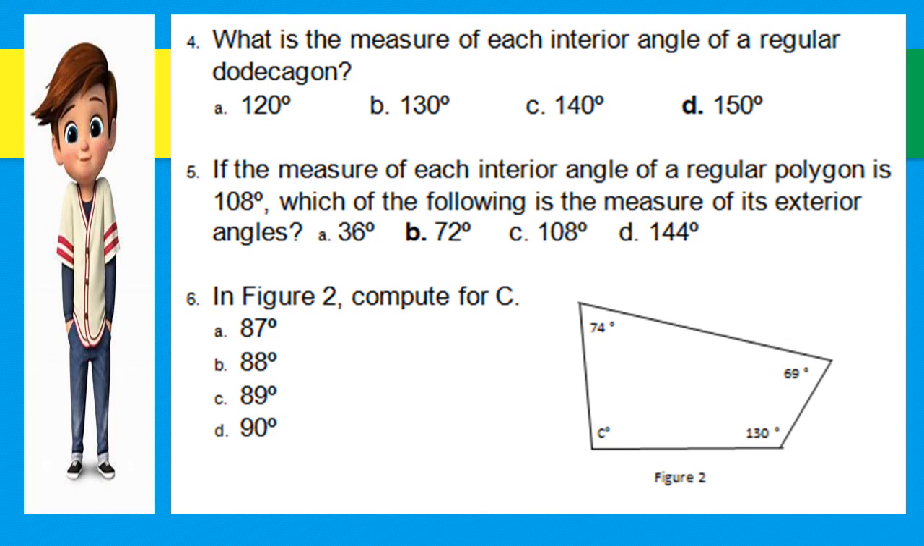Let's proceed with number 6. In figure 2, compute for C. So C is an interior angle. So we are going to apply the interior angles theorem. So 74 plus 69 plus 130 plus C is equal to 360 degrees. So the answer is 87, letter A.